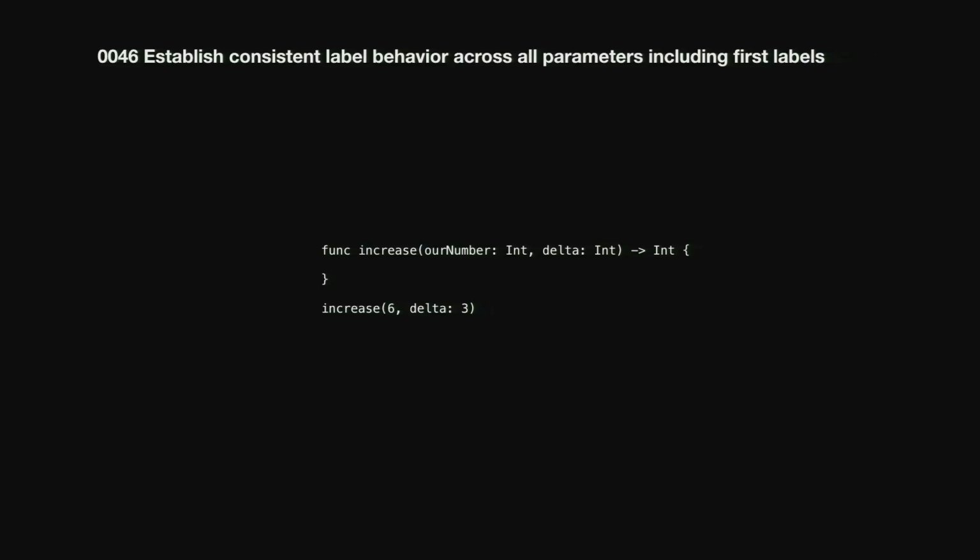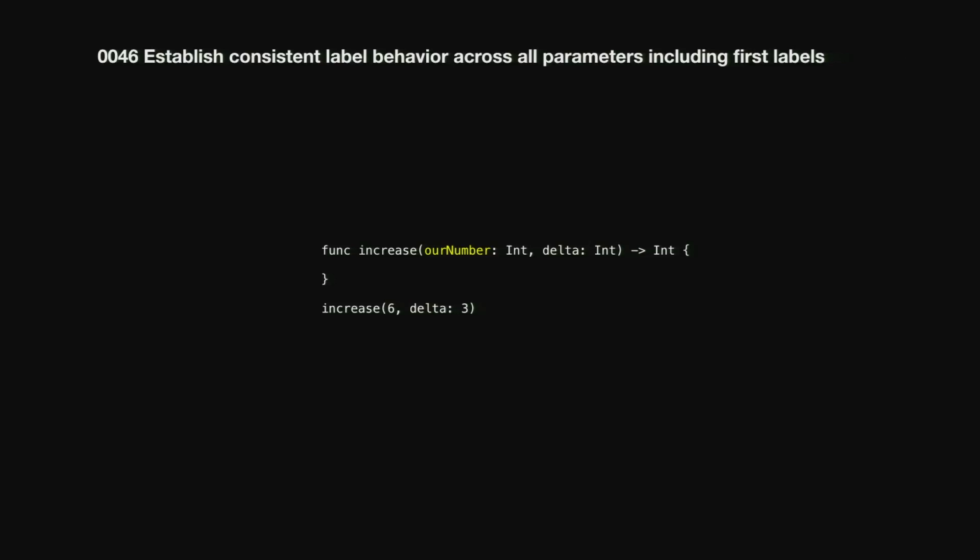This might be one of the hardest things for newcomers to Swift to get used to. In this function, increase our number's a label, delta's a label. It takes two ints, increase our number and delta, but if you look in the call, even though we use that second label, we don't use the first label. Why? Because Apple hates you.